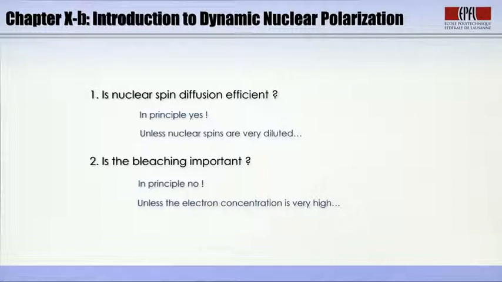So there are two very important questions that I want to ask and try to give a general answer here. Is nuclear spin diffusion efficient? Well, in principle, yes. It can propagate polarization over a scale that is larger than the electron-electron distance within a few seconds, unless your nuclear spins are very diluted. So if your concentration of nuclear spins is on the order of micromolar, you might run into trouble. The second thing: is the bleaching important? In principle, no. There are only a few nuclear spins that are bleached, unless your electron concentration would be very high, in the hundreds of millimolar range.